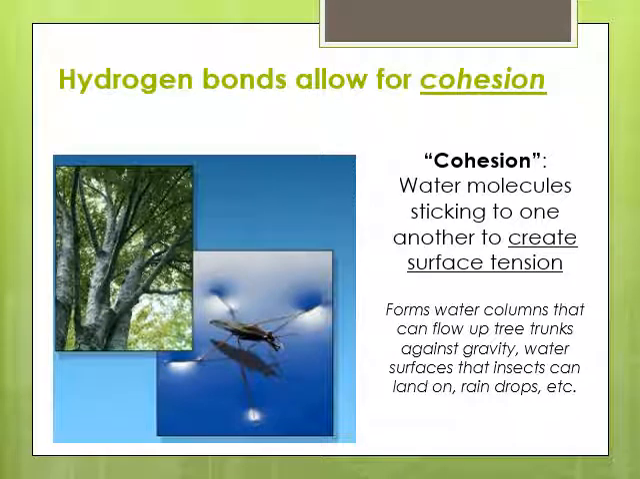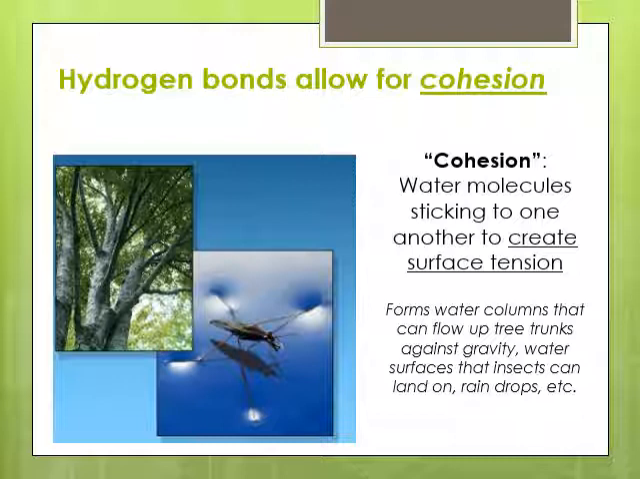Okay, so this kind of allows the water molecules to stick to one another, which means that we can have something called cohesion and we can also have adhesion. So make sure you understand the difference. Cohesion would be when water molecules stick to each other, creating what we call surface tension. So again, cohesion, I think of together, right? So it's water sticking to water, and then we're creating surface tension. So this can form water columns that can flow up tree trunks against gravity.